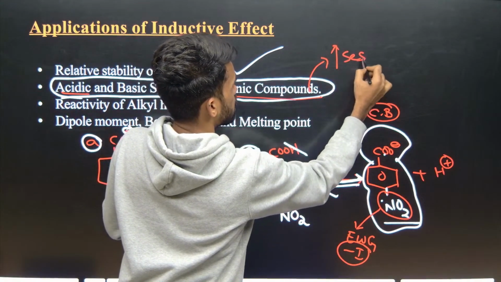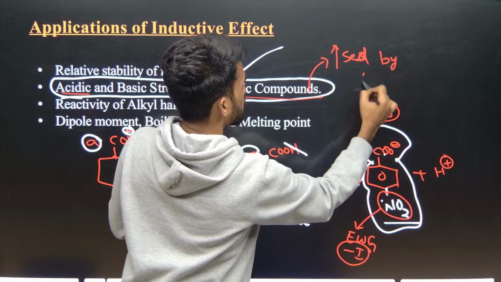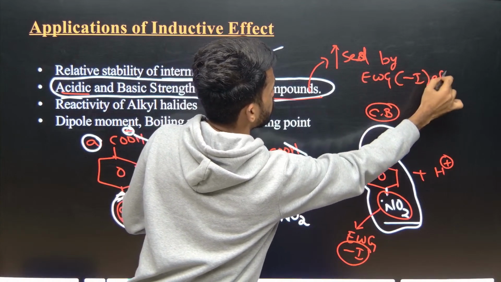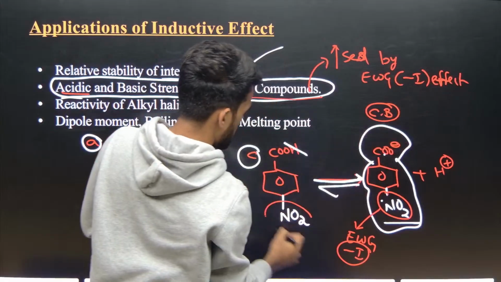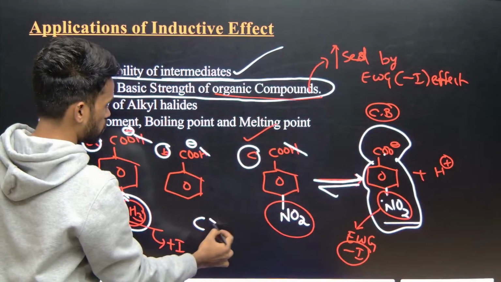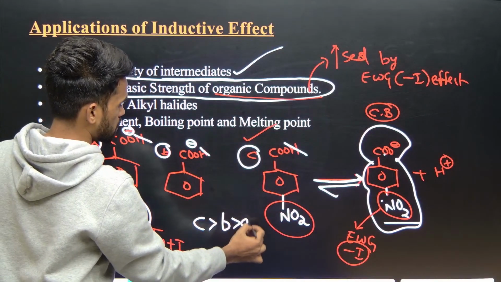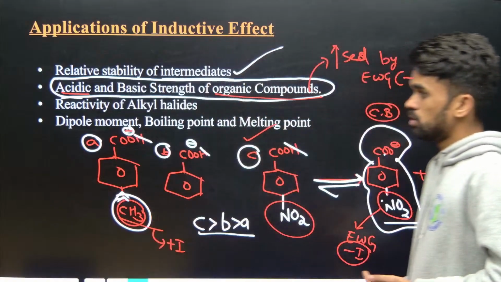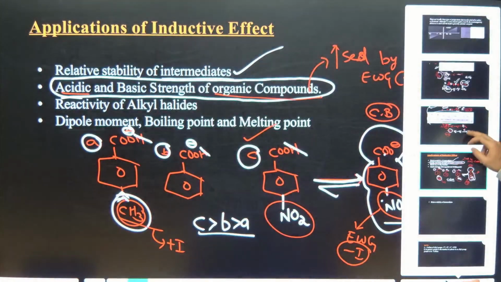is increased by electron withdrawing groups or minus I effect. Whenever there are minus I groups like this, their acidic nature is more. So you can say C is more acidic than B, which is more acidic than A, that's it. This is the application of the inductive effect here. Okay, let me show you some questions.